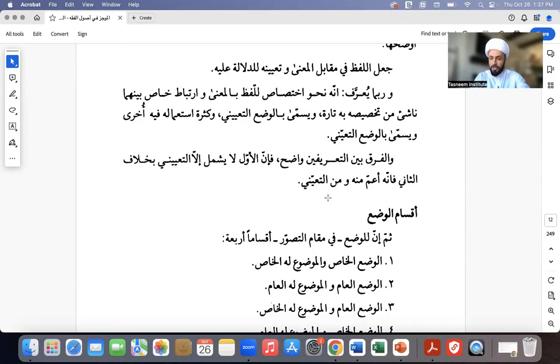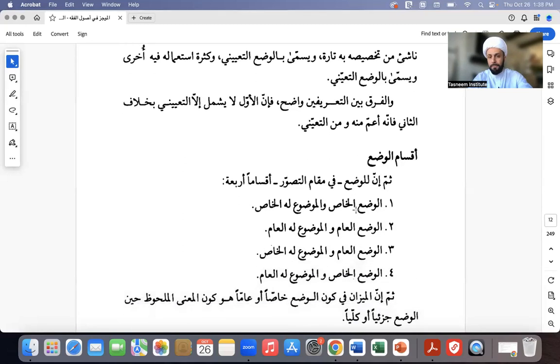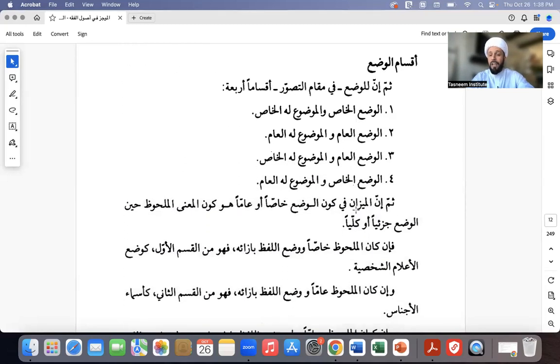The second definition is more encompassing. It speaks about this special connection between a word and a meaning, but it also highlights that this designation, this connection can be established through intentional designation or spontaneous designation. So the second definition is actually more comprehensive. It's more inclusive. Now, أقسام الوضع, the different types of designation.